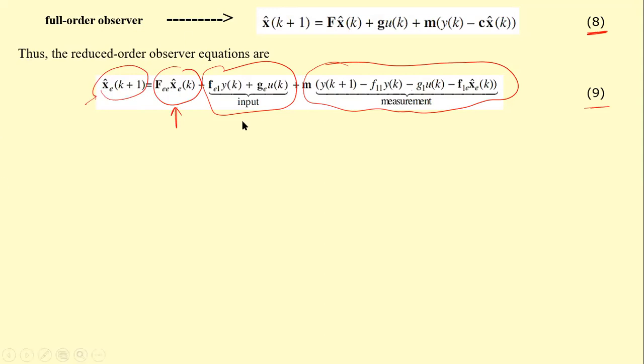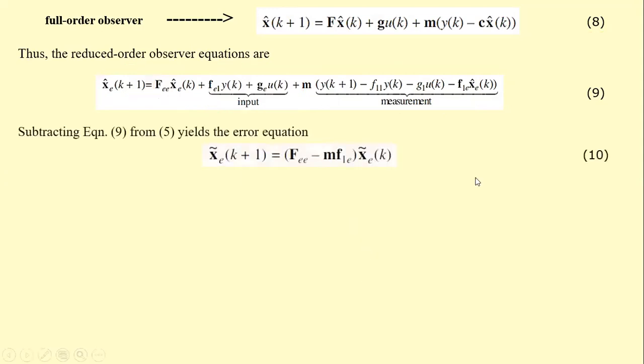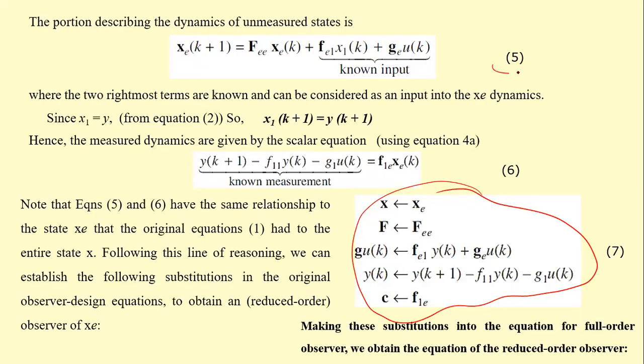So now we have to find out the error equation also, right? This is similar to the full order state observer. There we get F minus MC matrix. Here we are getting F double e minus M F1e matrix, right? So this is what we are getting. So when we subtract equation 9 from equation 5, what is equation 5? Let us see. This is equation 5, this one.